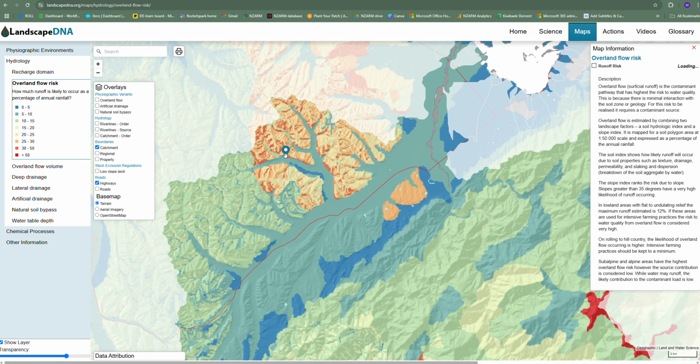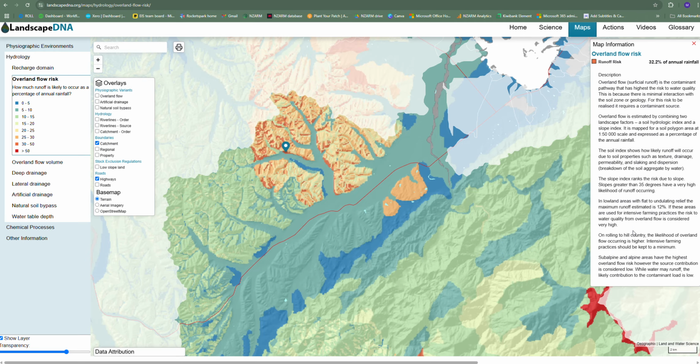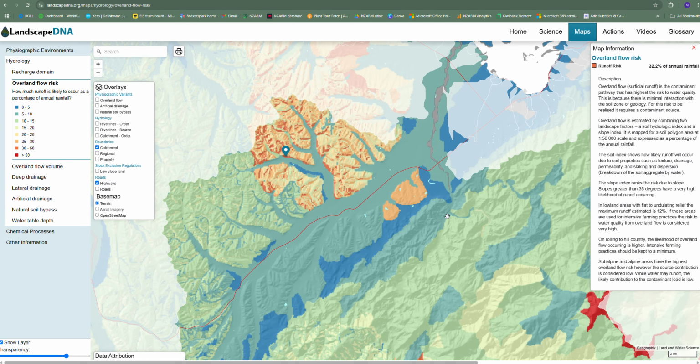Whereas if we click on one of these red areas, it describes it over here, which is really great. So 32.2% of annual rainfall is going to be runoff. It's heaps, right? And it talks about the slope, all the challenges around it, we're all backed by science. So this is super cool, really defendable, and across the country it's the same. Let's have a look at another thing.